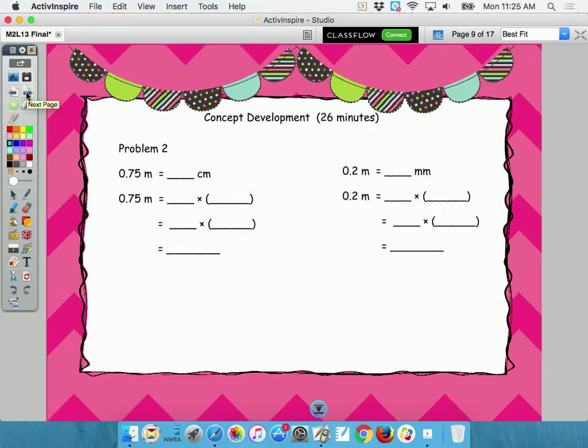These are still centimeters and meters. Okay? So what I want you to do is I want you to try and complete these two on your own, and then we'll talk about them. I'm going to push pause.